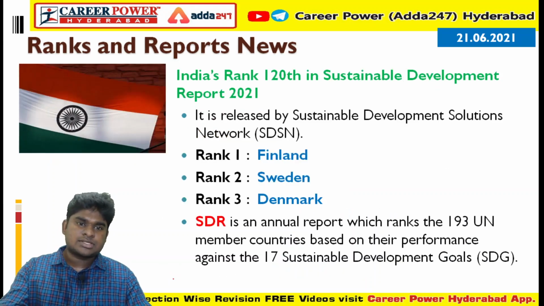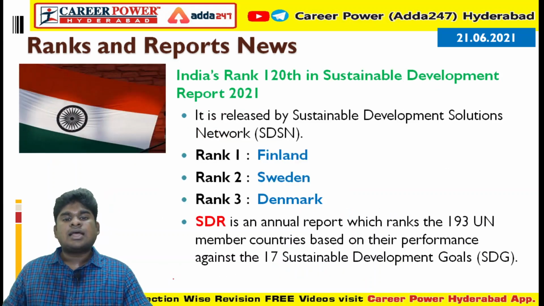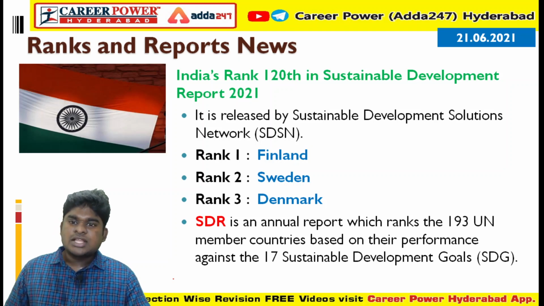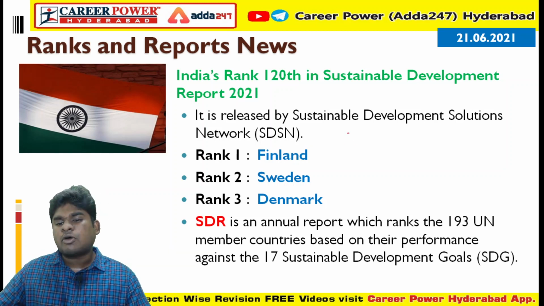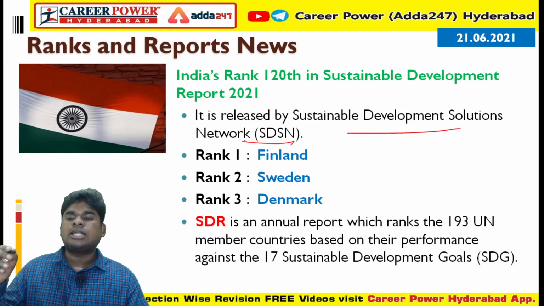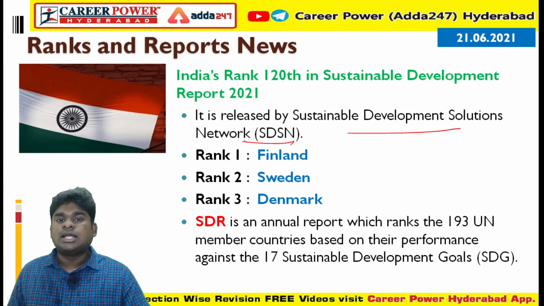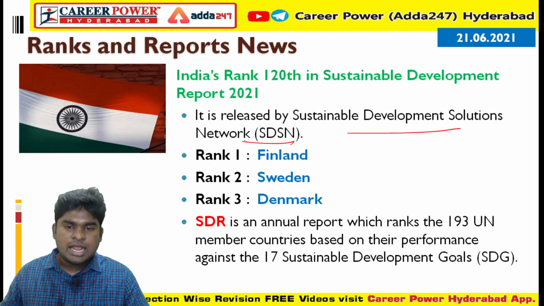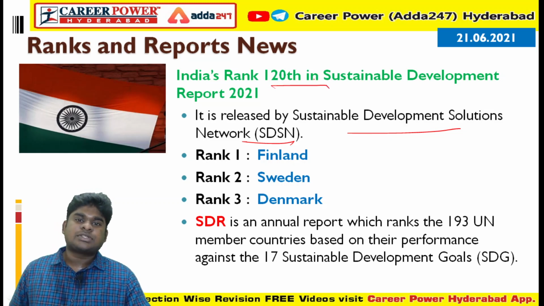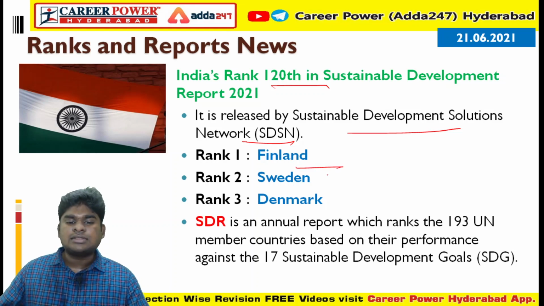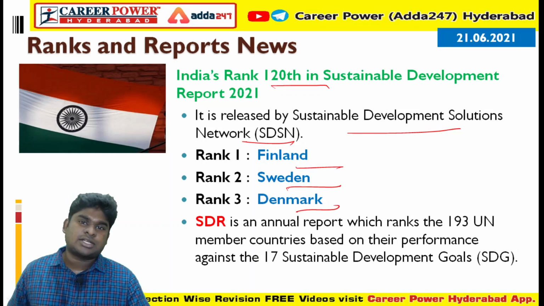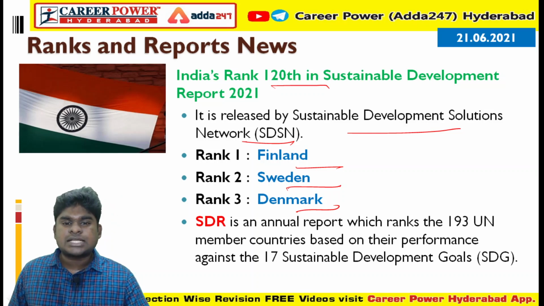Please remember these points. Next is about India's rank in the Sustainable Development Report 2021. It is released by the Sustainable Development Solutions Network, and India's rank is 120, a very poor performance. According to this report, first rank is Finland, second is Sweden, third is Denmark.